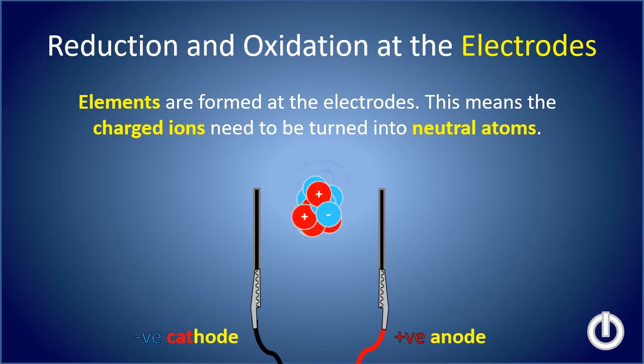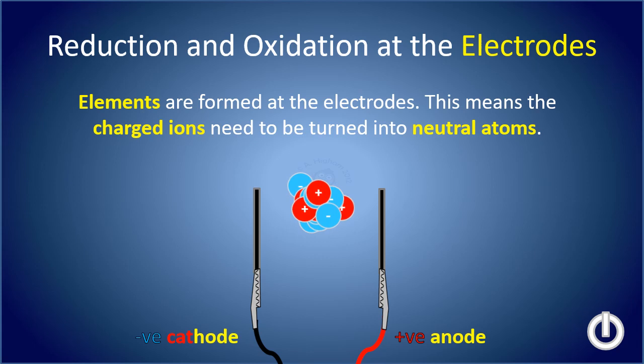So one of the things I guess students struggle with is this idea of reduction and oxidation. You have to explain what happens in terms of reduction and oxidation at the electrodes. At the different electrodes, the positive anode and the negative cathode, reduction will happen at the cathode and oxidation will happen at the anode. And to help us remember this, we use a mnemonic. We'll have a look at the mnemonic in the next slide, I think.